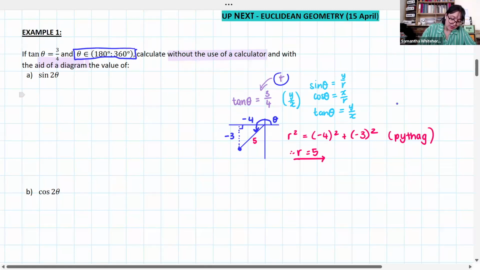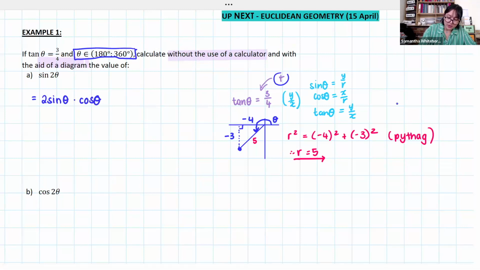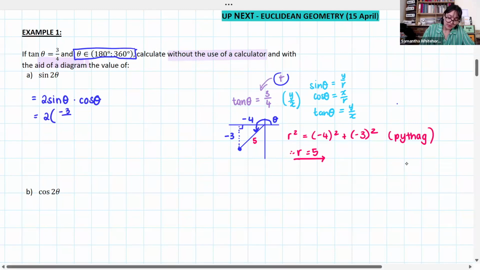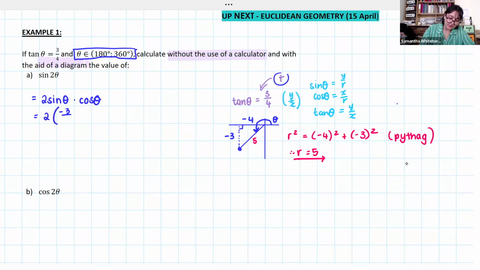This is a double angle, and so what that actually means is that I need to apply my double angle formula. Because I'm applying my double angle formula, I'm now working with the angle theta rather than 2 theta. And so I can now actually use my diagram. So if I go read sine theta off my diagram, remember sine is y over r. So this would be 2 times negative 3 over r, which is 5, times cos theta, which is x over r, so negative 4 over 5. You're reading all of this information off your diagram, okay? And that's why the diagram is so useful.